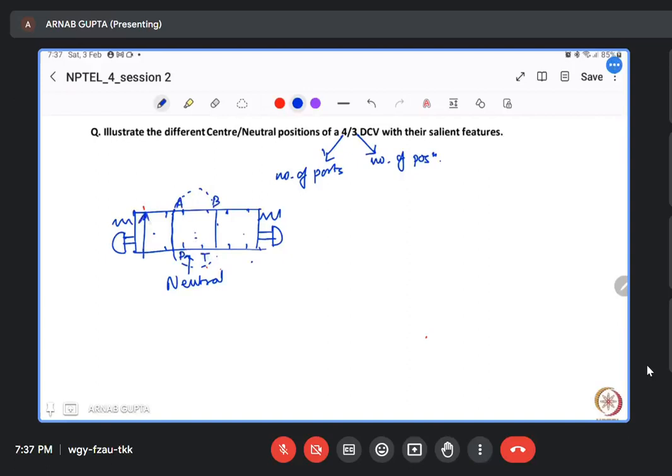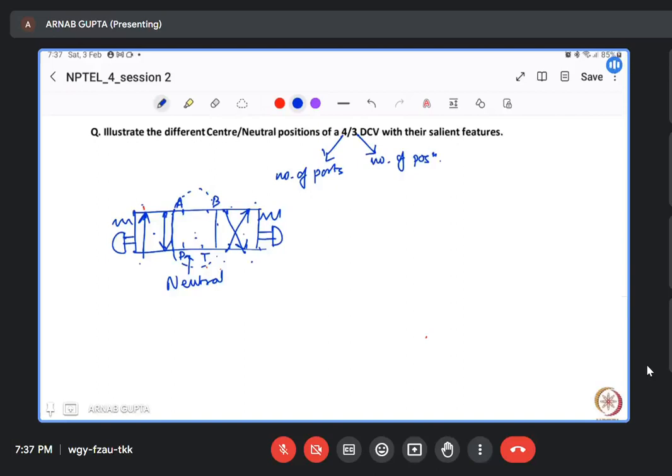Now, suppose this is one of the activated positions. This is the other activated position. That is, the pressure port is connected to A in this case. Here, the pressure port is connected to B, and the tank port is connected to A.